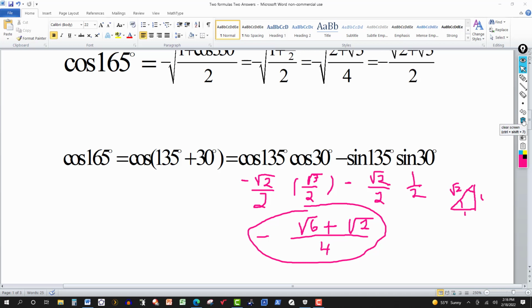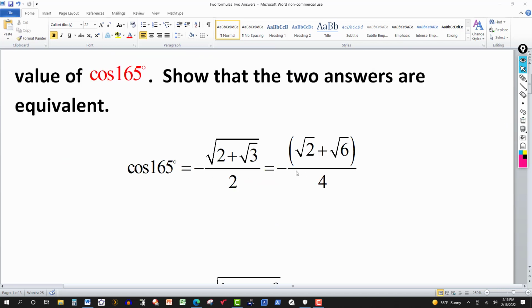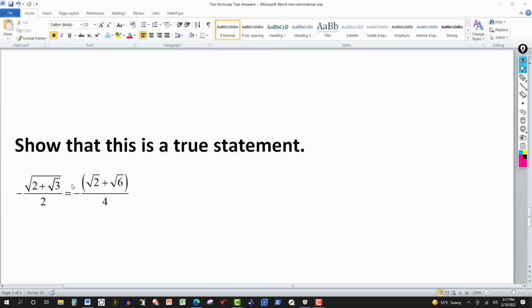Okay, let me just clear that for now. So here we have the two answers. This one, of course, is the one I just derived using the cosine of the sum of two angles. So this video is mainly to confirm that these two are the same, that they're equivalent without using a calculator. So it's just a little exercise in algebra if you want. We want to show that these are equivalent. We could start with the left side and show that it's the right side, or vice versa. It's like verifying an identity in your trig class.